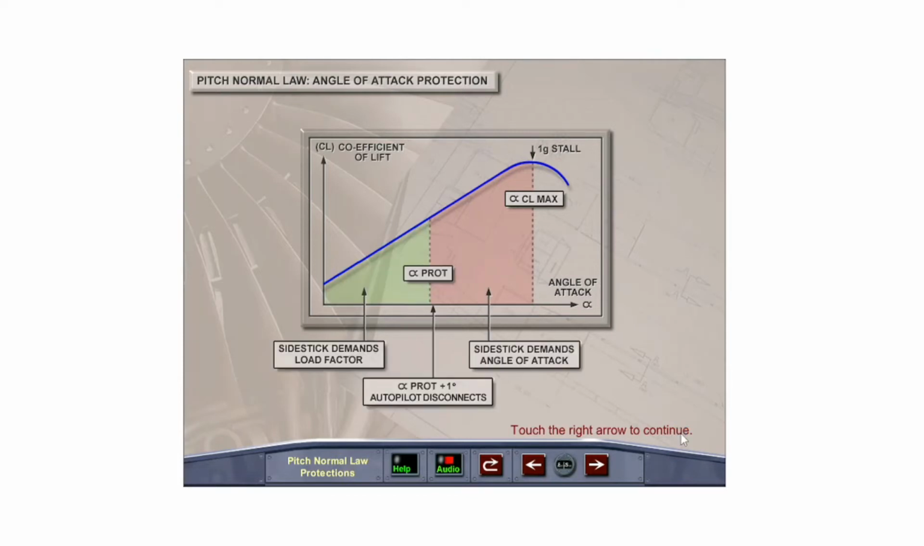When the A320 reaches an angle of attack defined as alpha protection or alpha prot, the side stick controller, rather than demanding a load factor, switches to a protection mode in which it directly demands angle of attack. At an angle of attack of alpha prot plus 1 degree, the autopilot will disengage.